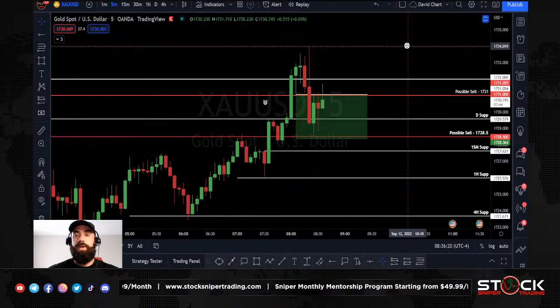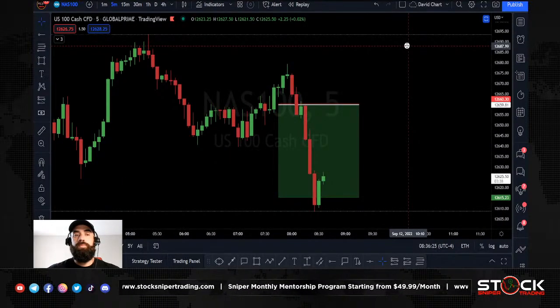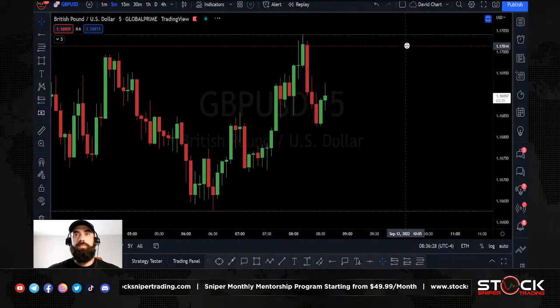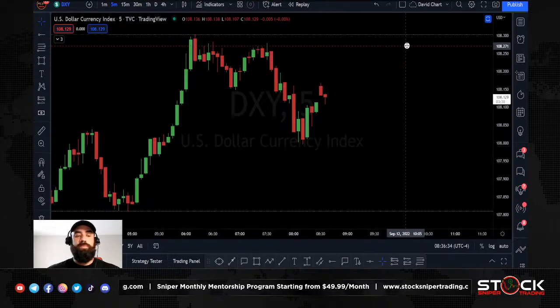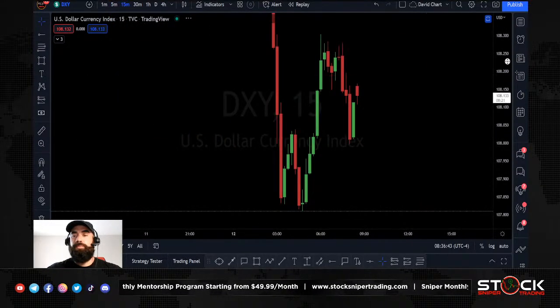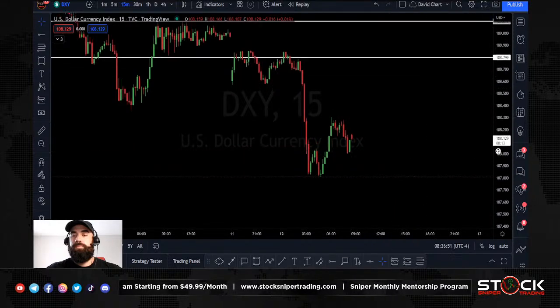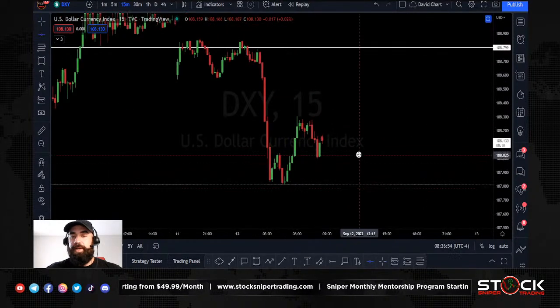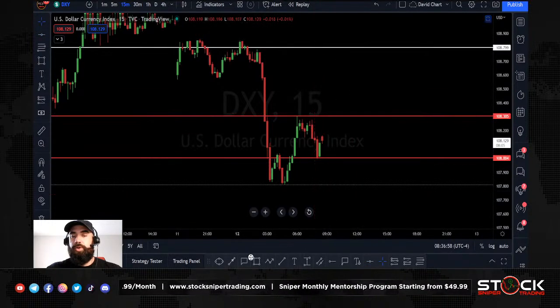I just want to quickly check with the DXY here, okay? Okay, guys, so we had a nice little gap here that was just filled. Okay, let's take a look at the 15-minute here. All right, so this is what we're working with on the DXY. So obviously we made a nice little bottom. You can see the key levels that we're looking for right here. Okay, and this is where we're currently at.